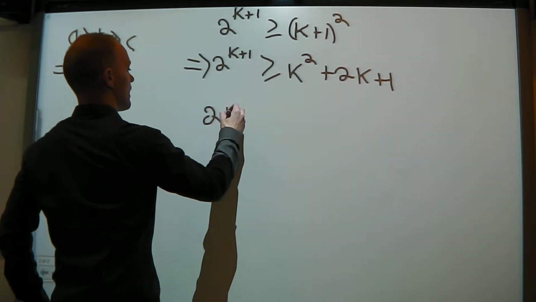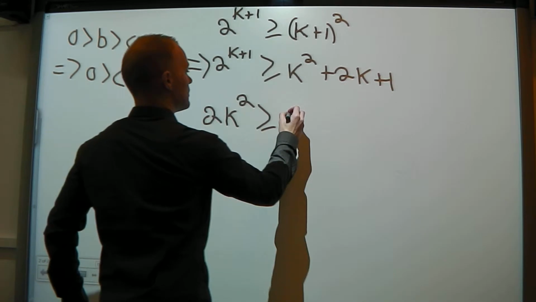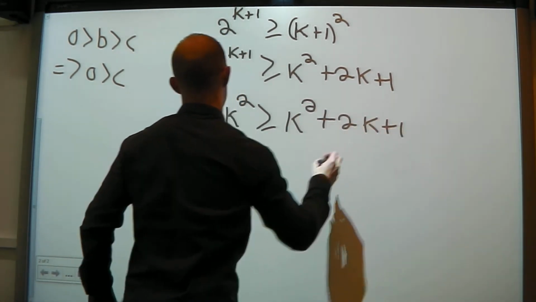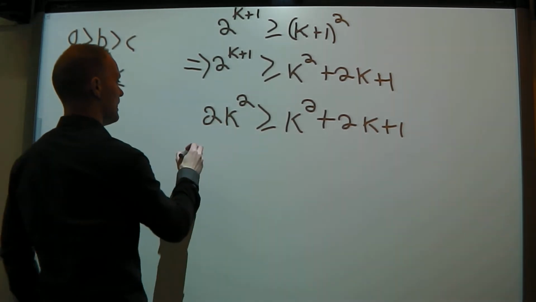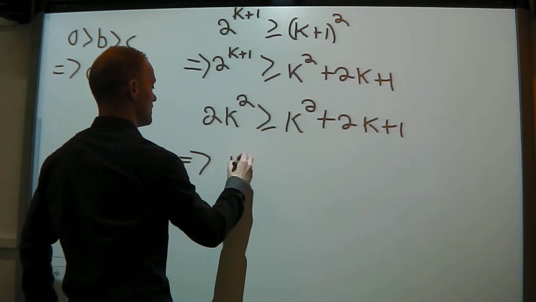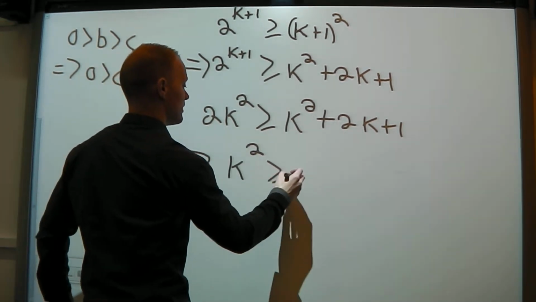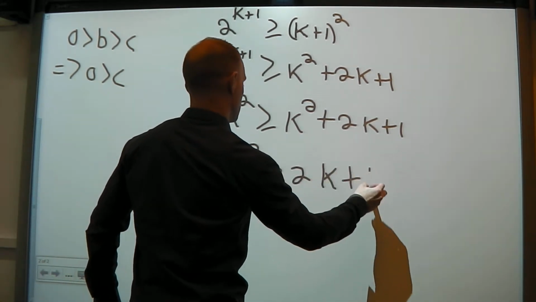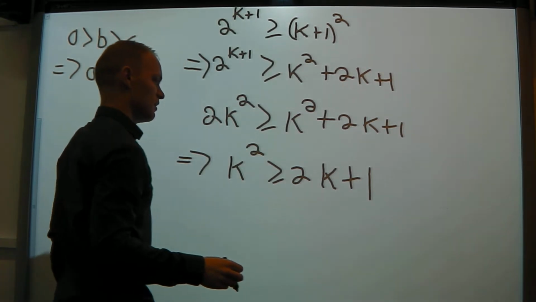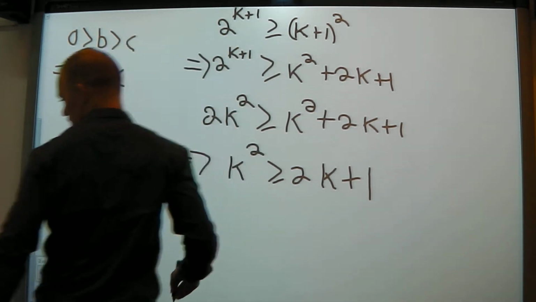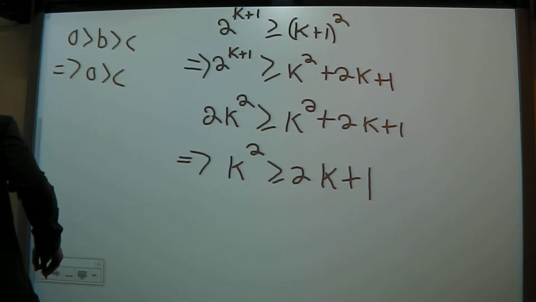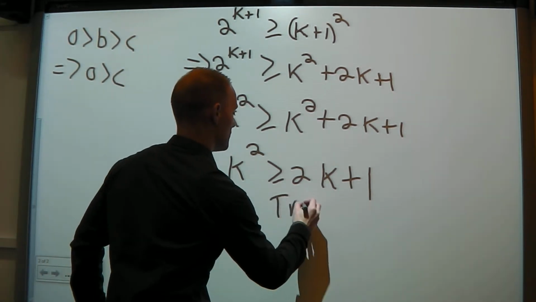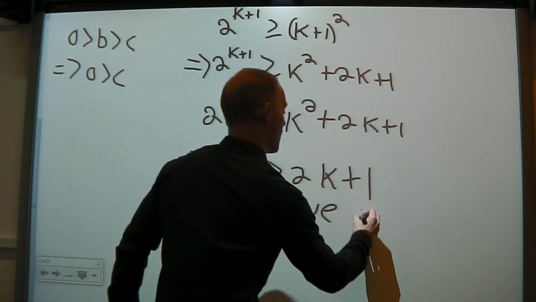So 2k squared is greater than or equal to k squared plus 2k plus 1. And if we subtract k squared from both sides, that implies k squared is greater than or equal to 2k plus 1. And that is true from part 1. We already worked that out from part 1.